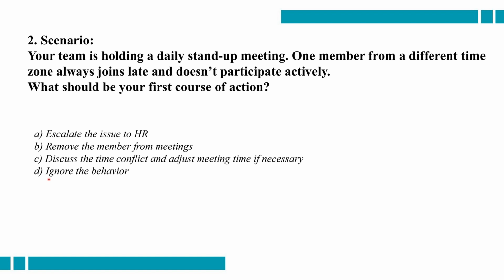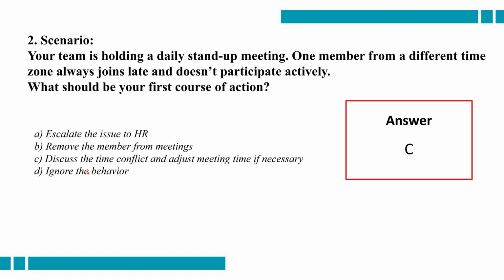Here, this is a very practical situation you will see in remote or global agile teams. The question is testing your ability to handle time zone challenges and team collaboration. So here the correct option is option C: discuss the time conflict and adjust meeting time if necessary. Why? In Agile, daily stand-ups are meant to ensure every member participates and is aligned. So if someone is consistently late, especially from another time zone, it may not be their fault. It could be the meeting timing that clashes with their local schedule. So the best step is to talk to the member, understand the problem, and if possible, adjust the stand-up time so everyone can join actively.